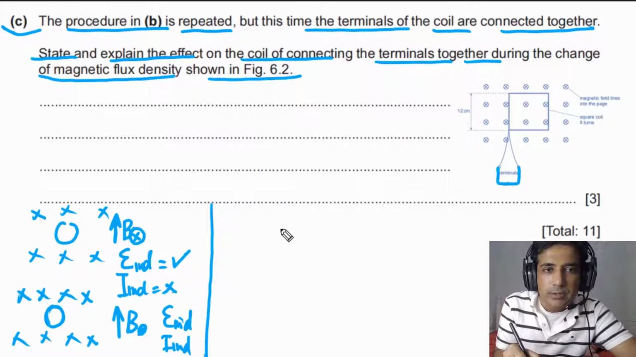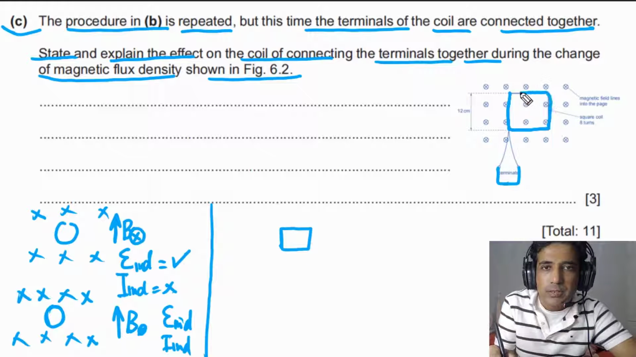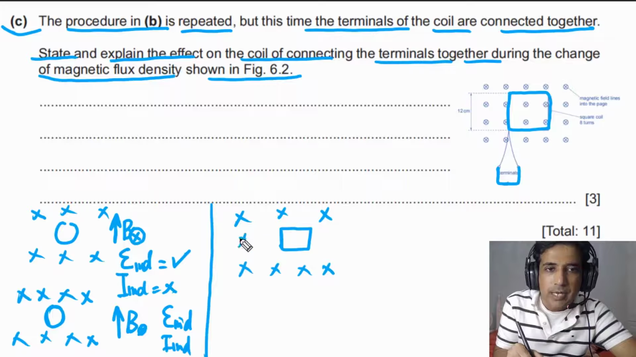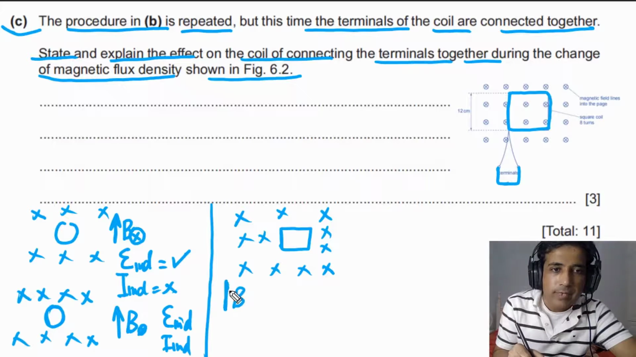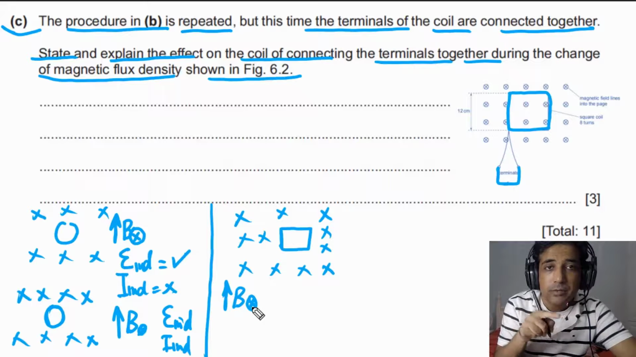For the question given to us, we have a complete square. As you can see here, this is the complete square, and the terminals are connected. This complete square is inside a changing magnetic field, and the magnetic field is into the page and increasing with time. That you can see in the graph, where B is increasing with time. So we have an external magnetic field that is into the page, and it is increasing with time.